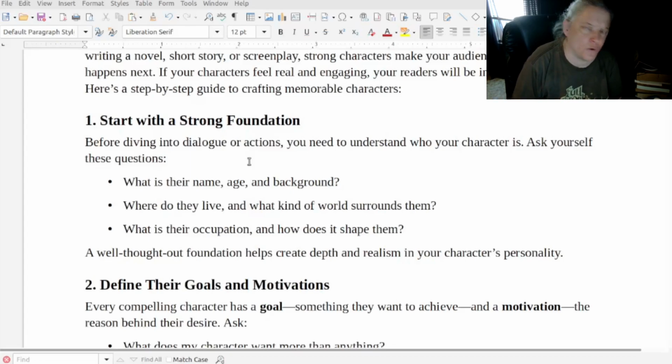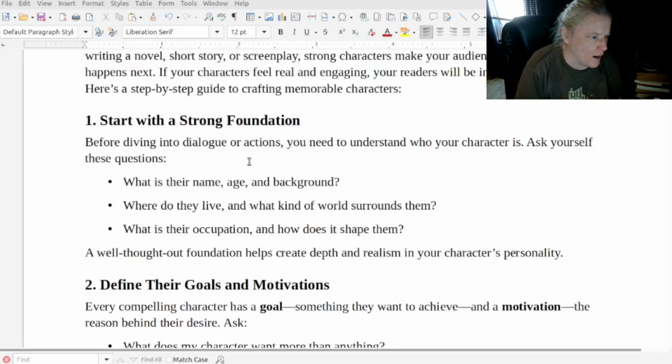So ask yourself, what is my character's name? What is my character's age? And what is their background? It can just be a couple of sentences. Don't spend too much time pre-planning or you'll never get to the actual writing part. That is the way I feel about that.